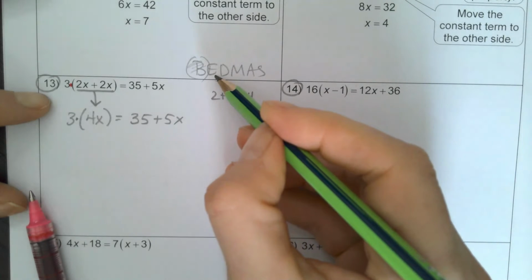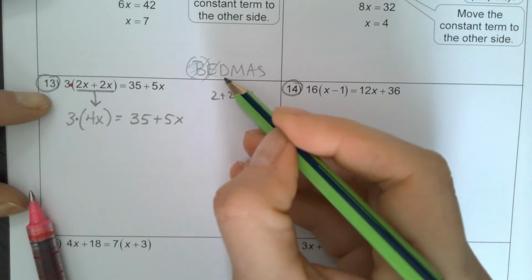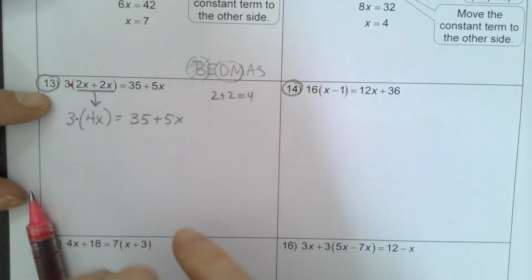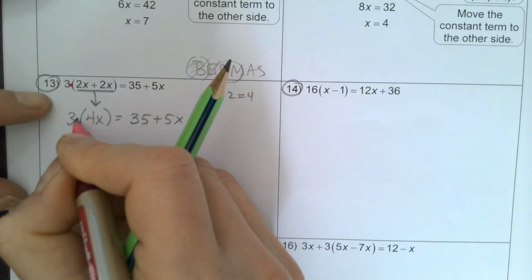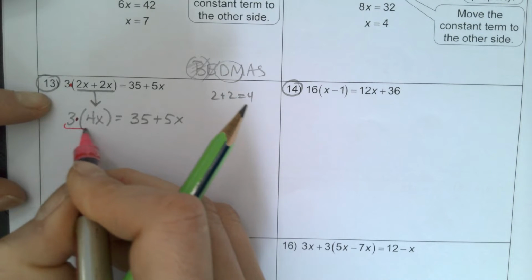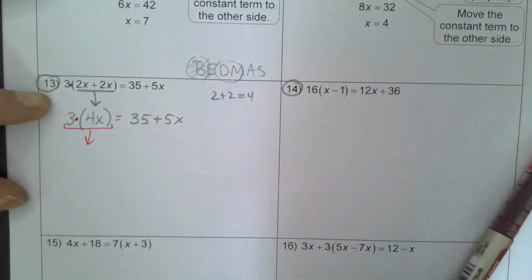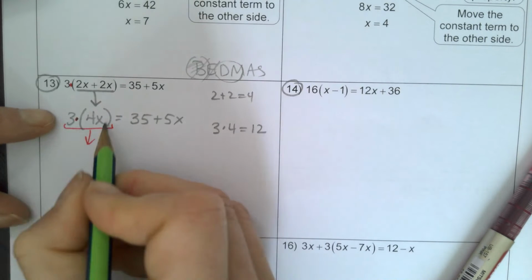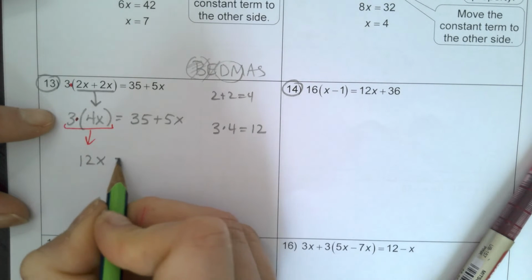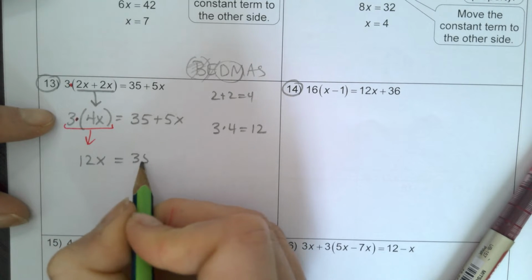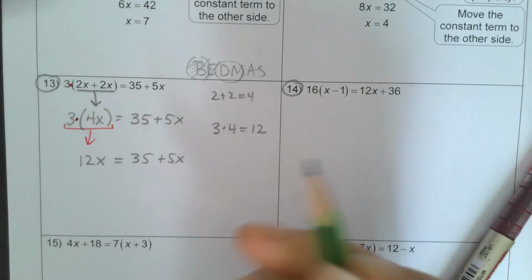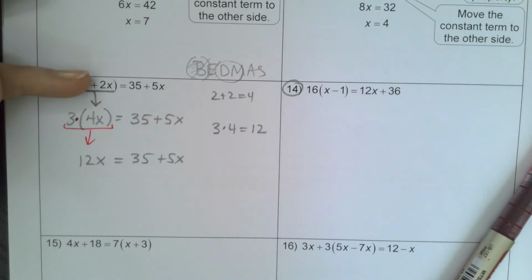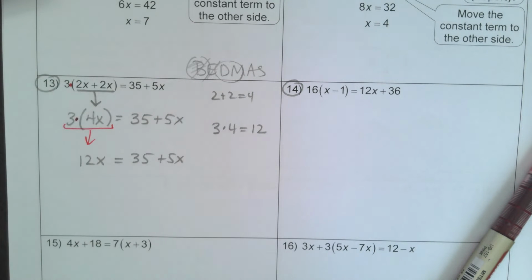Okay, do I have exponents? No. Do I have any divide and multiply? I don't see any, but there is one hiding right here. So then I'm going to do the multiply next. So that's 3 times 4 equals 12. So that's 12x. Same. Oh, now it looks normal again. So all I did was use the BEDMAS rules to simplify it until it looks normal.